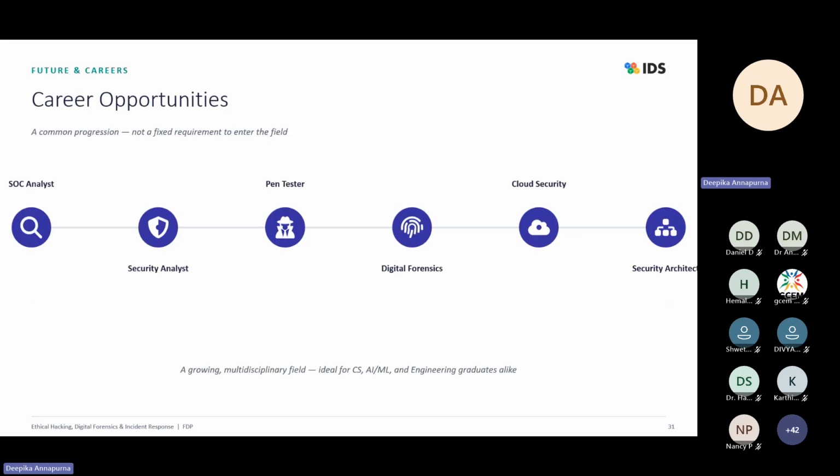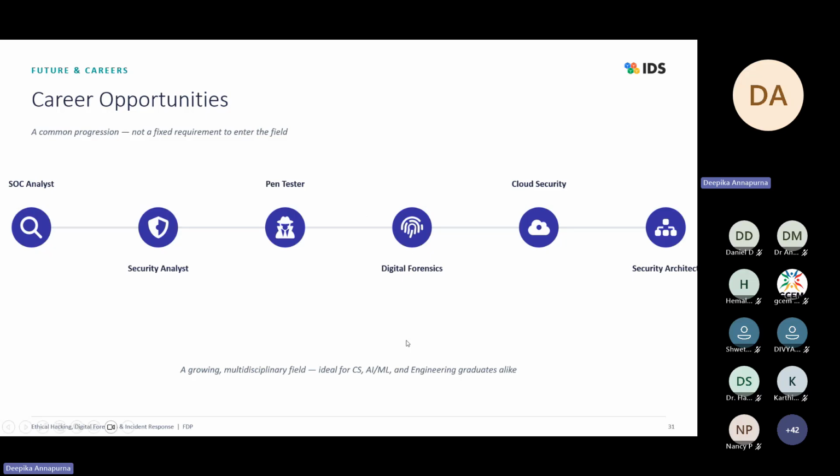What are the career opportunities we have here? We have different career opportunities here: SOC analyst, security analyst, pen testers, digital forensic officers, cloud security officers, and security architects. A SOC analyst will monitor security events and respond to alerts, and a security analyst will perform risk assessments and security reviews. And a pen tester, as I told you, will conduct ethical hacking.